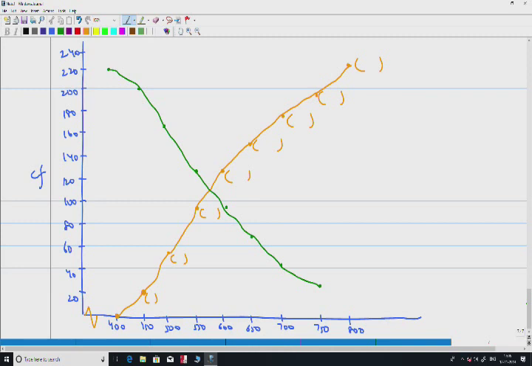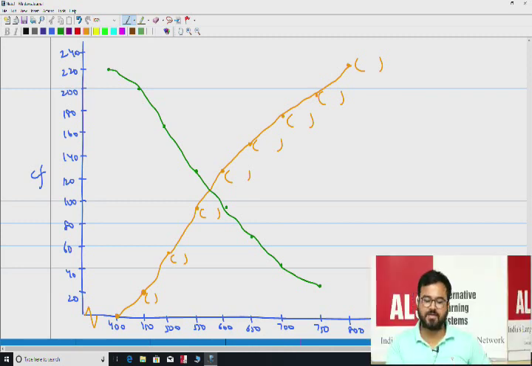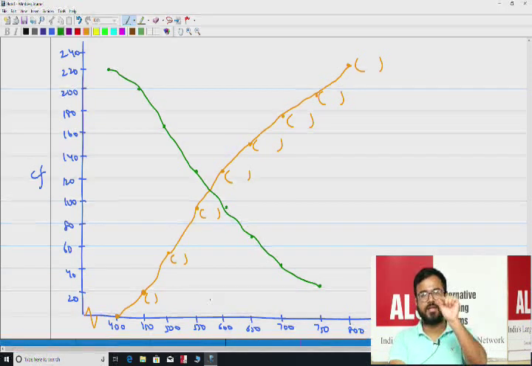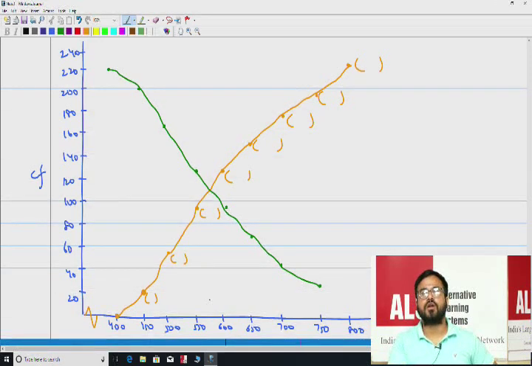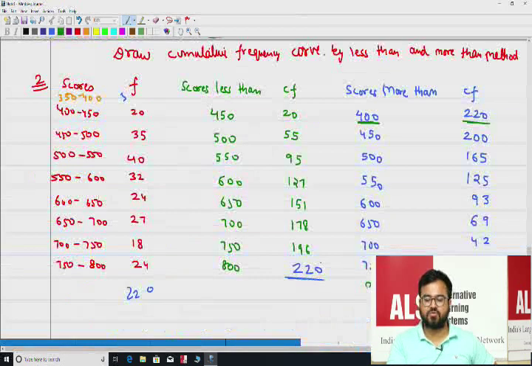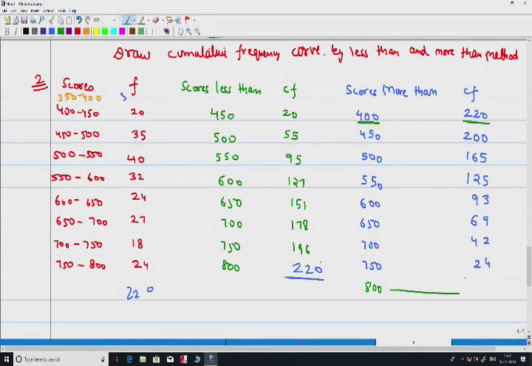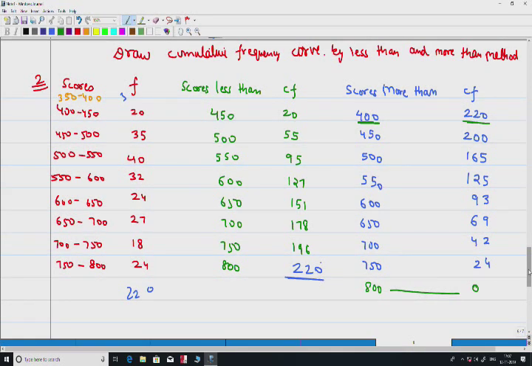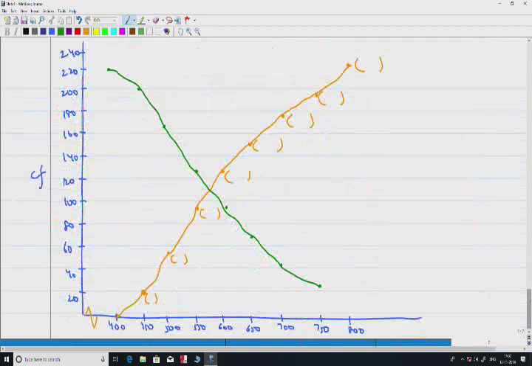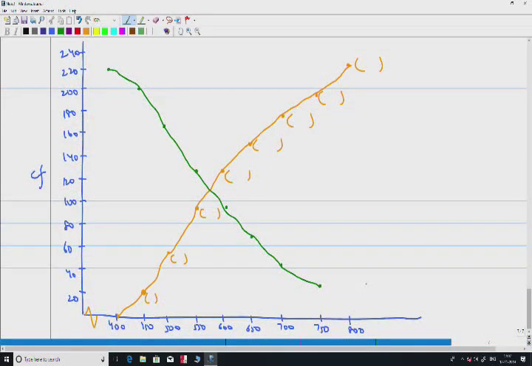And one thing, concentrate over here again, as we have done in the less than type, where we have joined the bottom of 400. Here also we will assume that there is nothing more than 800, so we will assume the frequency is 0 over there. So that's why we will join this up to the bottom of 800 like this.